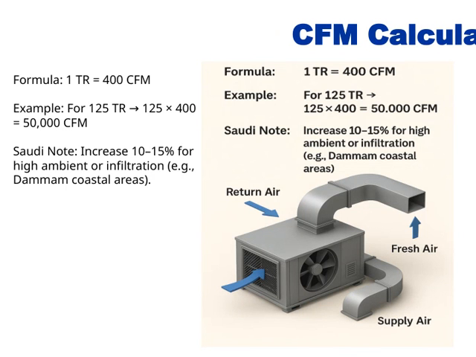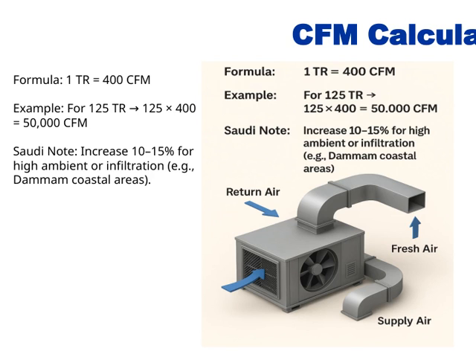Let's take a look at how we calculate CFM, or cubic feet per minute, which is a key measure in our HVAC systems. The basic formula here is simple. 1 ton of refrigeration equals 400 CFM. So, whenever you're trying to determine the airflow required for a specific cooling load, you just multiply the tonnage by 400. For example, if you have a 125 TR system, you multiply 125 by 400, which gives you 50,000 CFM. This straightforward calculation helps us quickly estimate the airflow needed for proper system performance.